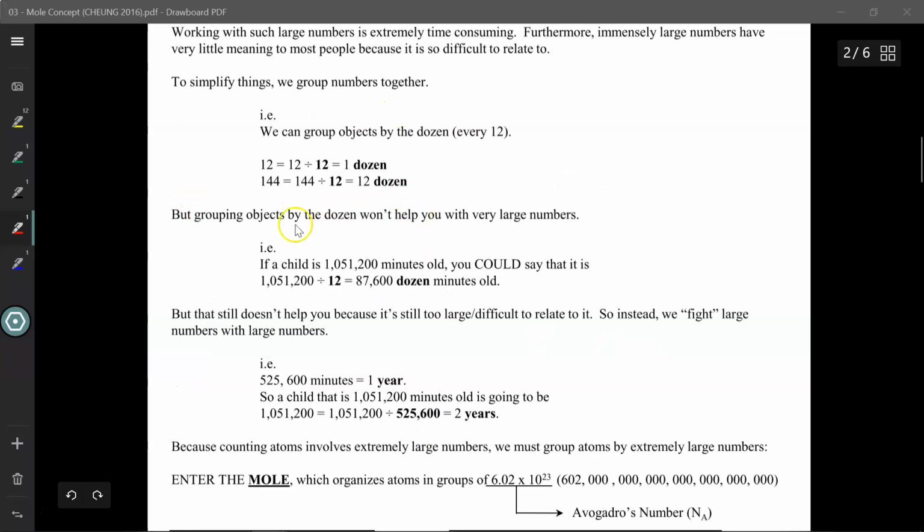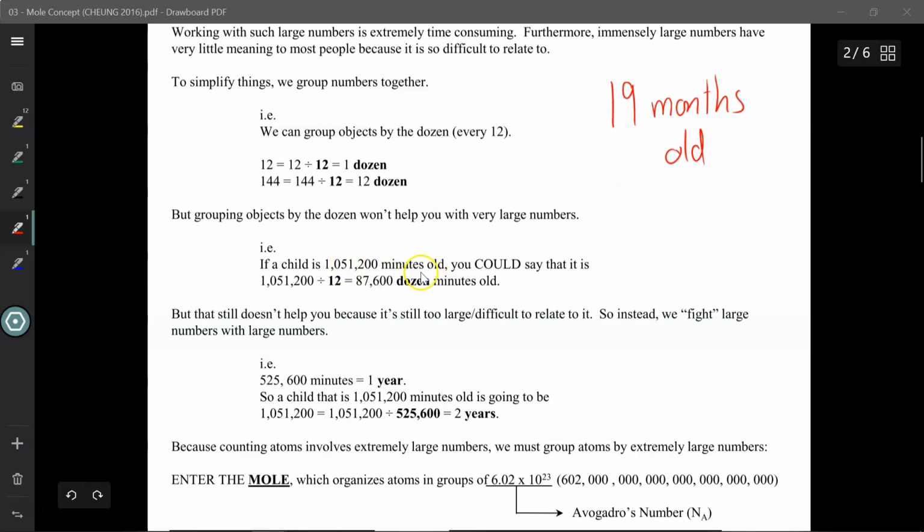So instead, we like to group things together because extremely large numbers are usually meaningless to most people. For instance, if I told you that a child is 1,051,200 minutes old, what kind of birthday gift would be appropriate for a kid this old? Well, this number is kind of meaningless. It's too big. I mean, I have a hard time when I'm talking to other parents and they're saying, oh, my kid's 19 months old. Then I have to go, oh, 19 months, subtract 12. Oh, 1.5 years old. And 19 is such a small number already. 1,051,200 minutes old.